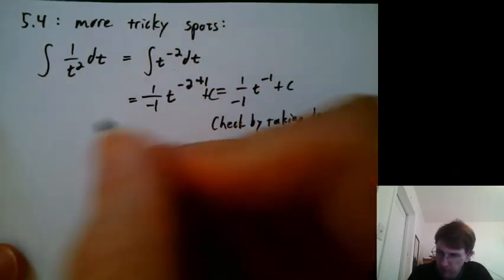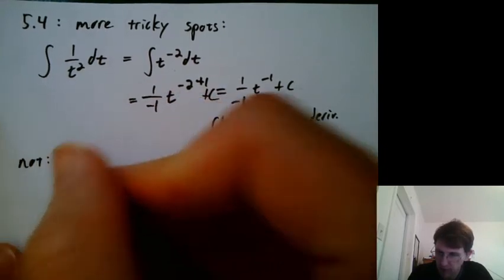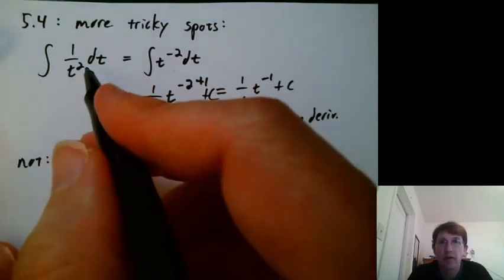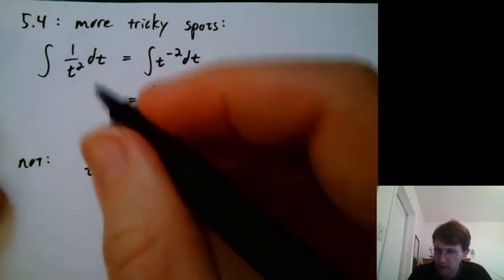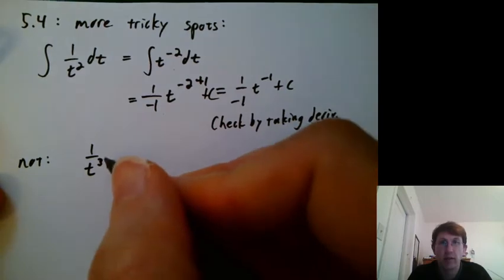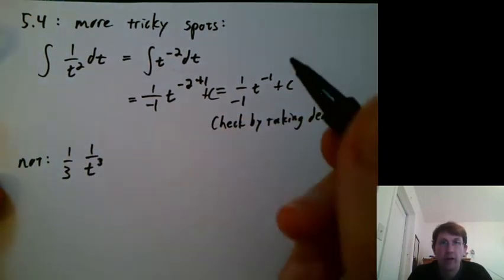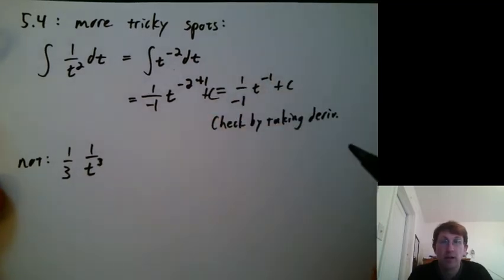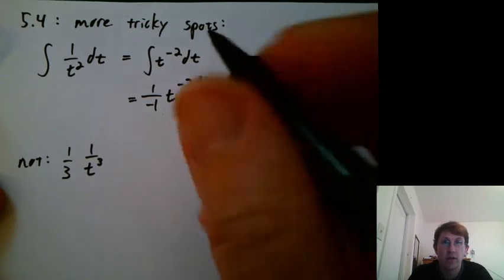What some people try to do is to say that they see the t squared and then they turn that into t cubed. So they say, and then it's over something, it's 1 over that, so they write it 1 over t cubed, and then they write a 1 over 3 out front. If you check that by taking the derivative, you don't get what you would hope for. You don't get the 1 over t squared.